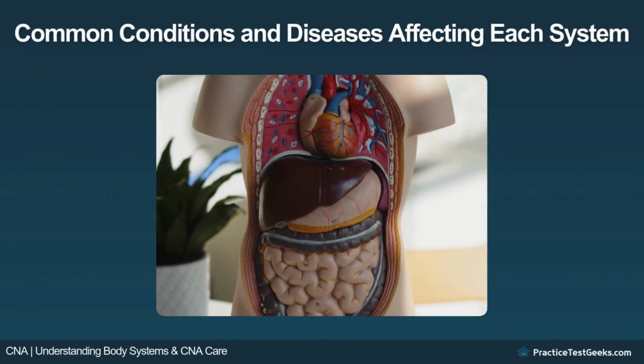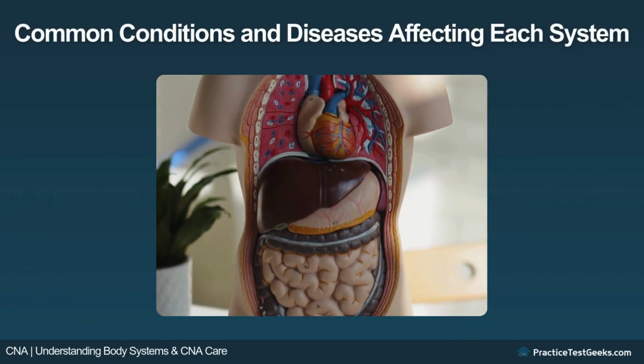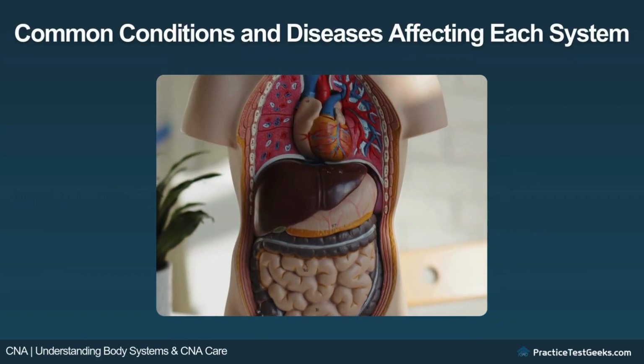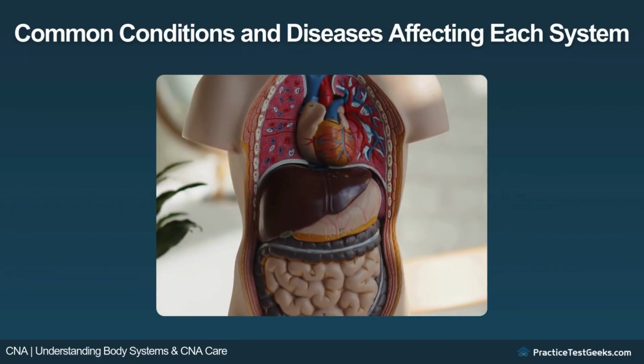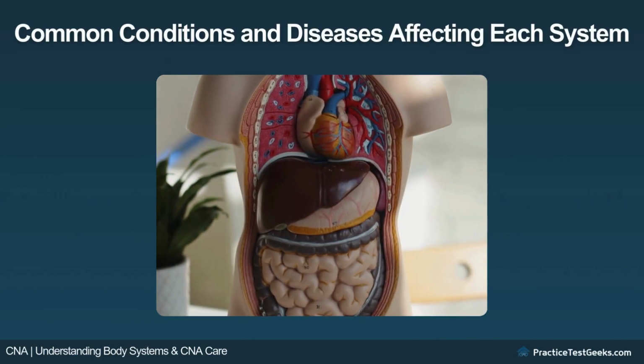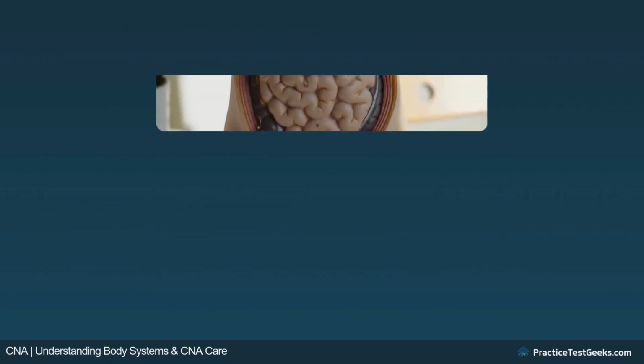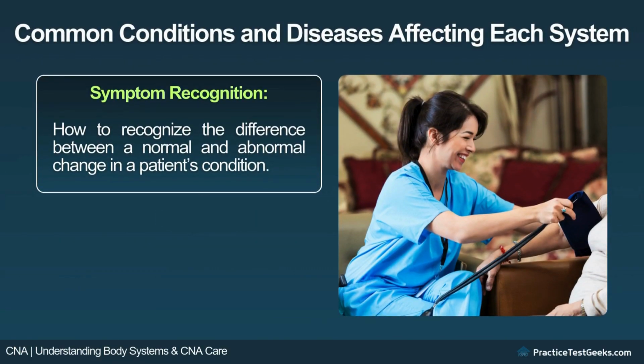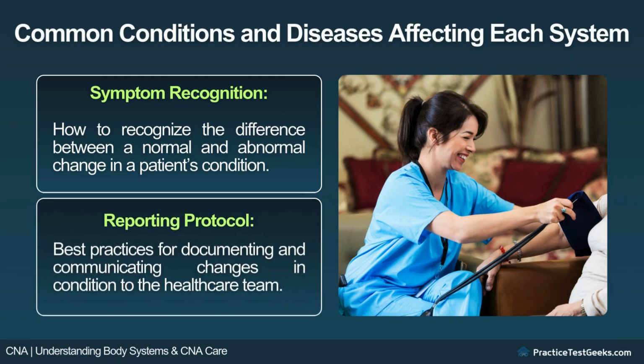This module provides a detailed review of the most common diseases affecting the circulatory, respiratory, digestive, musculoskeletal, and nervous systems. It emphasizes the early signs and symptoms to help CNAs recognize complications early and report them promptly. We will focus on two essential skills. Symptom recognition: understanding how to distinguish between normal age-related changes and abnormal signs that indicate illness or injury. Reporting protocol: learning the correct methods for documenting and promptly communicating changes in a patient's condition to the healthcare team. By mastering these skills, CNAs can provide safer care, support the healthcare team effectively, and improve patient outcomes.